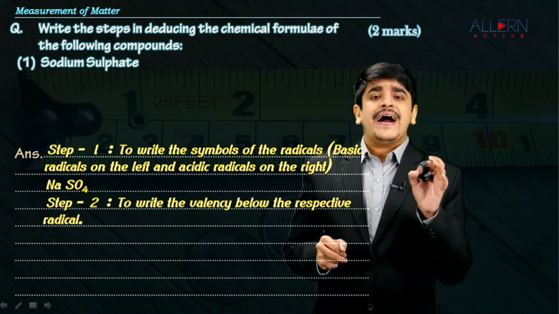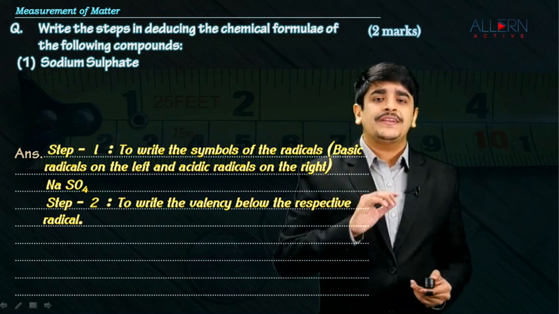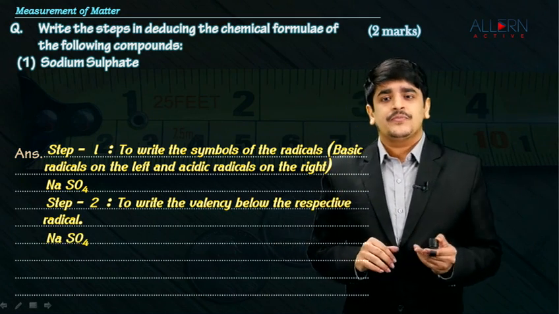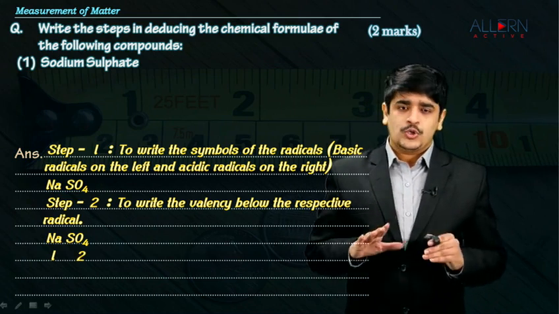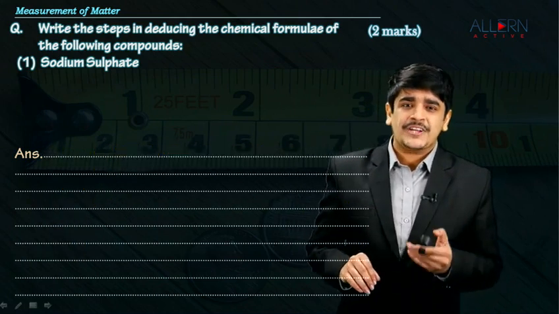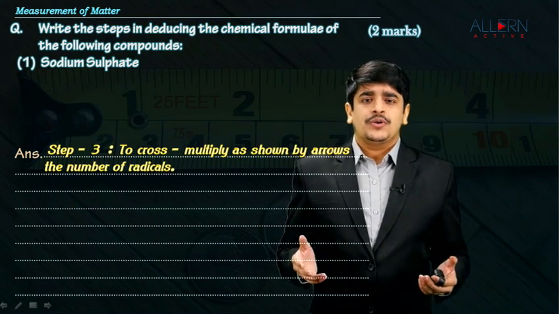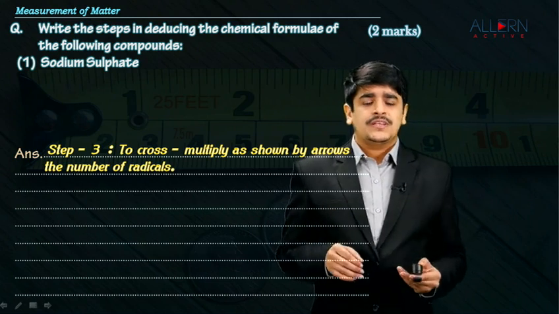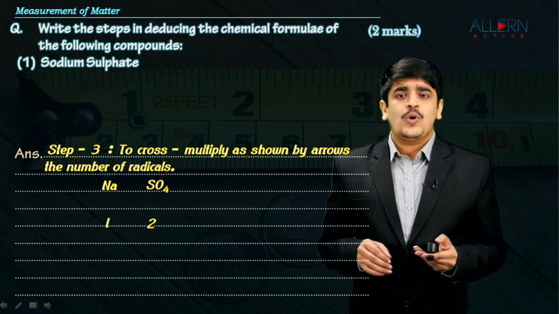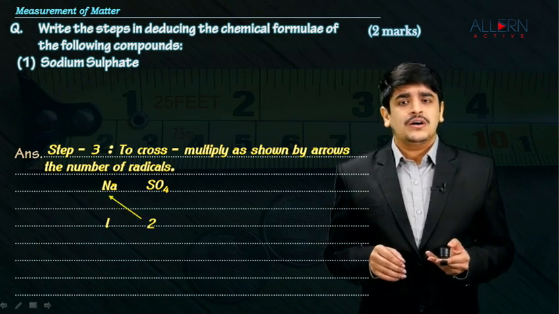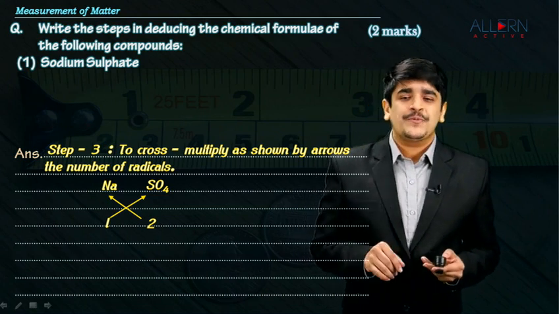Write down the valency below the respective radical. So, Na 1 plus, SO4 2 minus. So, I have Na, below that I will write down 1, SO4, below that I am going to write down 2. Great, no problem still here at all. Now, time for crisscross. To cross multiply as shown, we are going to make down arrows with respect to the number of radicals. So, I have NaSO4, the 1 is going to go to sulfate and the 2 is going to go to sodium. Great. What is going to happen because of that?